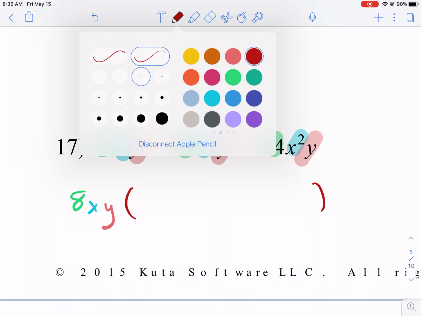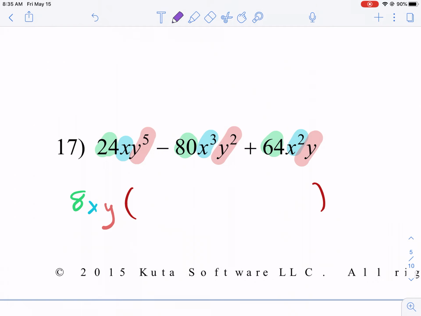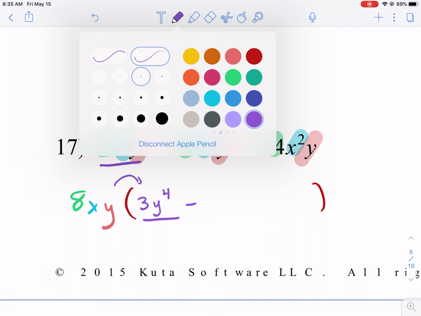Now I think to myself, 8xy times something gives me 24xy. What is that something? It is 3. And I don't need to multiply any x's. X times 1 is going to give me x, but I need to multiply by y to the fourth. Y times y to the fourth will give me y to the fifth power. Got my first one. Minus. Let's change color. Let's go this pink.